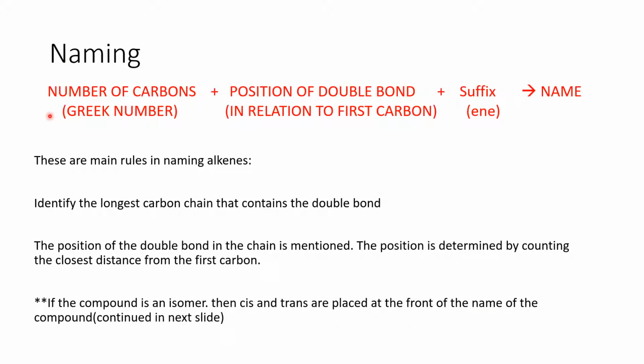When it comes to the naming, it's fairly simple. You state the number of carbons, obviously in Greek. Then you state the position of the double bond in relation to the first carbon. Then you attach the suffix "ene". Now you have to understand, if it is an isomer, then you state whether it's cis or trans, and that's placed in the front of the name.